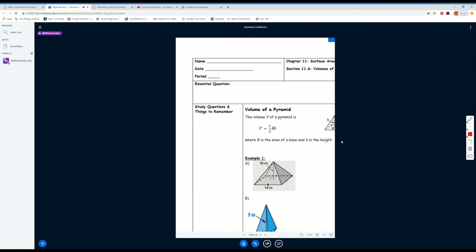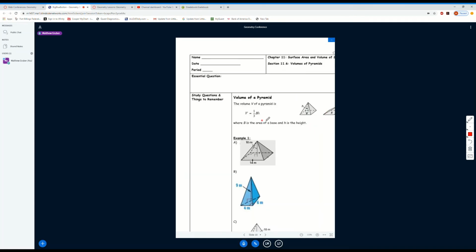Let's talk about pyramids. The volume of a pyramid is 1/3 BH, where B is the area of the base. So based on the type of base that you have on your pyramid, we could have different bases. We could have a triangular pyramid, a square pyramid, a rectangular pyramid, and so on. So we're going to need to find the area of the base. It's 1/3 the area of the base times the height.